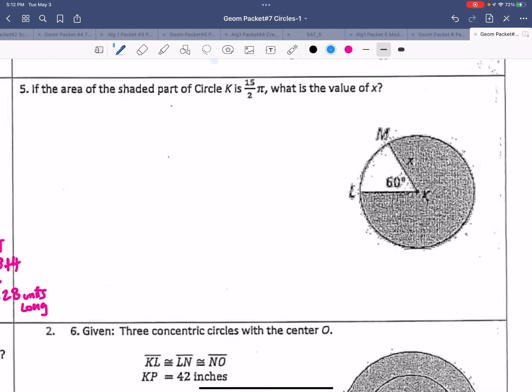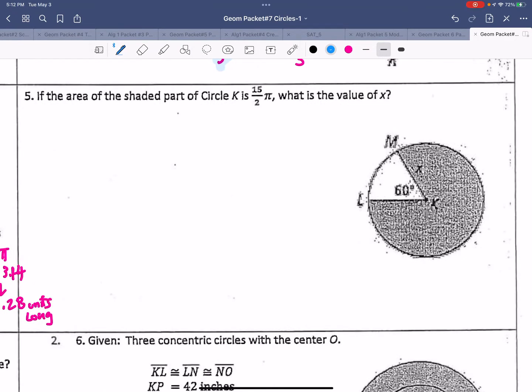Okay, let's try another one. Question 4, the area of the shaded part. So this is very interesting. Notice they shaded not this piece, but the part left over here. Okay, so we could say that the area of the shaded equals the area of the whole circle minus the area of the unshaded. So this is the basic idea. If I knew the area of the whole thing was 60 and I knew the area of this was 10, then I would know the area of the shaded would have to be 50. Basic idea here, right?